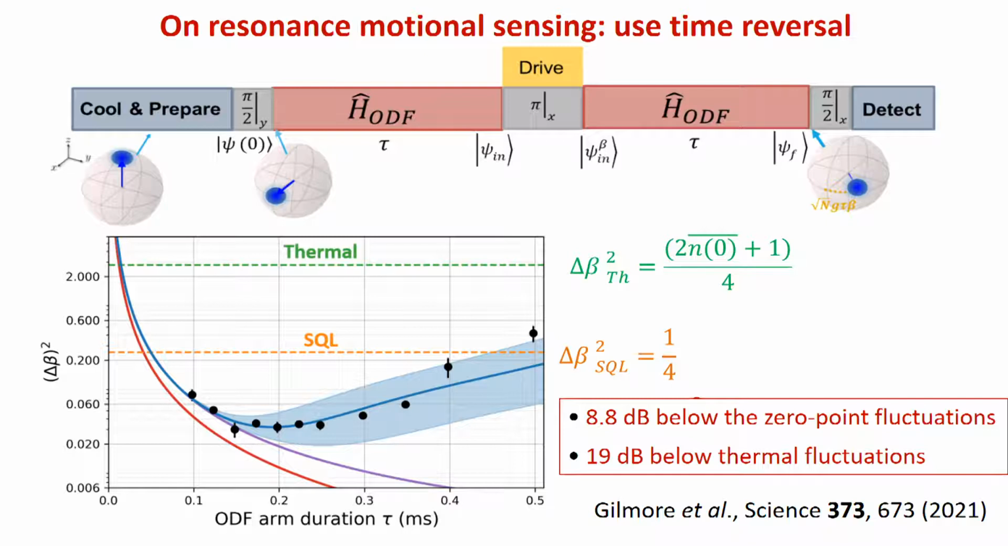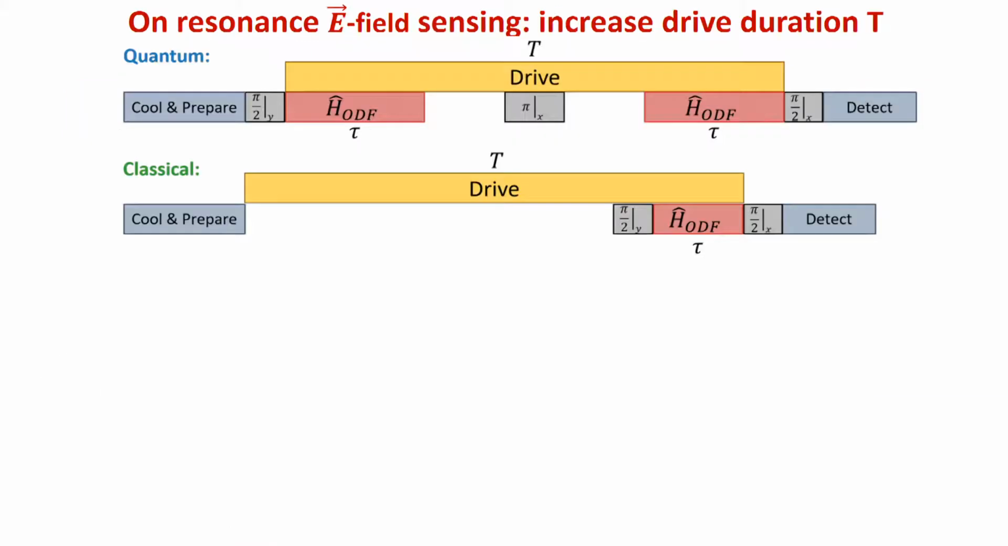Emphasize, though, that at this intermediate time, in a single measurement, we're measuring almost 9 dB below the zero-point fluctuations. And these experiments were done with just Doppler cooling, so we're canceling thermal fluctuations to 19 dB. So very briefly, and then I'll go to my two more slides.